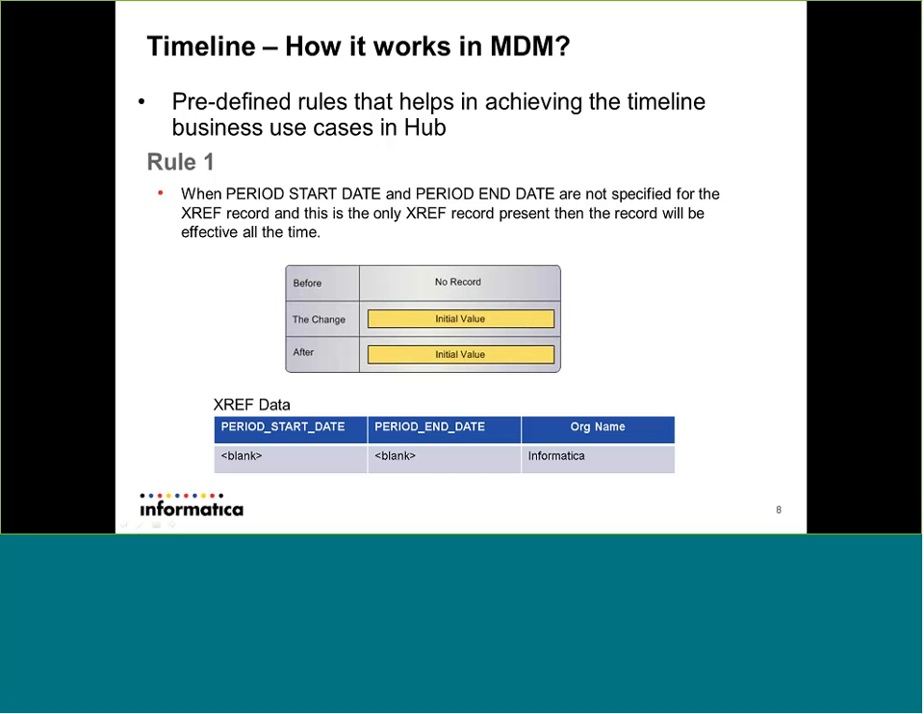We don't have any versioning concept, so we maintain complete versioning based on these two columns, period start date and end date. In the further slides I will be using these period start date and end date columns more frequently.